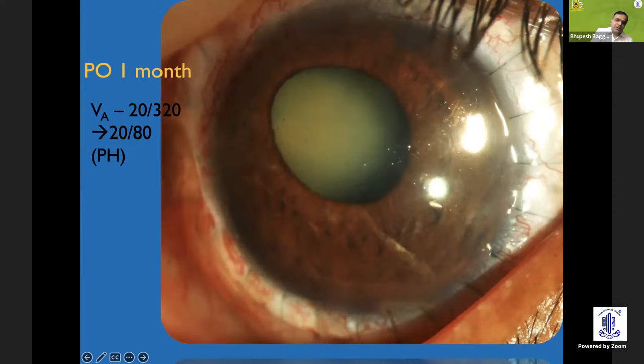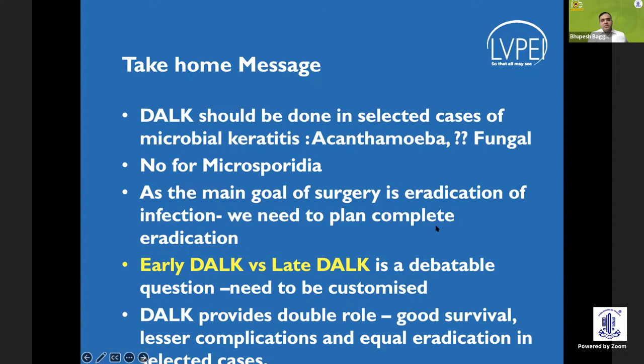So the take-home message for everybody is that DALK should be done in selected cases of microbial keratitis, particularly acanthamoeba, with a big query for fungal keratitis, with the previous series showing some good survival, but we do not know. No for microsporidia, as the main goal of surgery is eradication of infection. We need to plan complete eradication. Early DALK versus late DALK is still a debatable question and needs to be customized, I believe. And DALK provides a double role: good survival, fewer complications, and equal eradication in selected cases. Thank you very much.